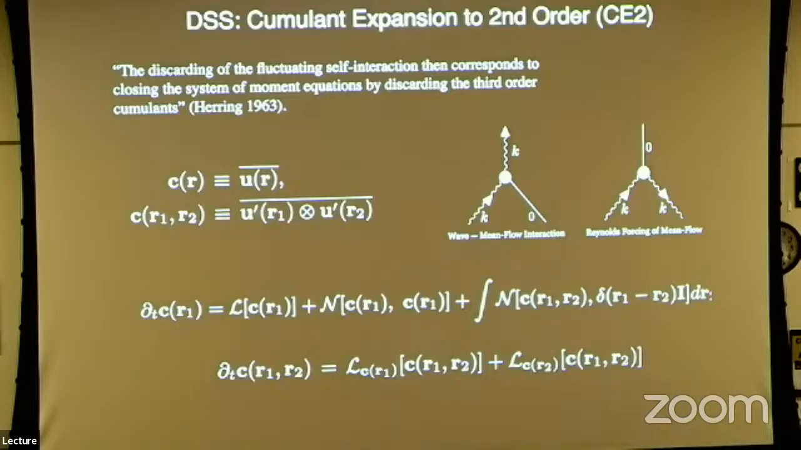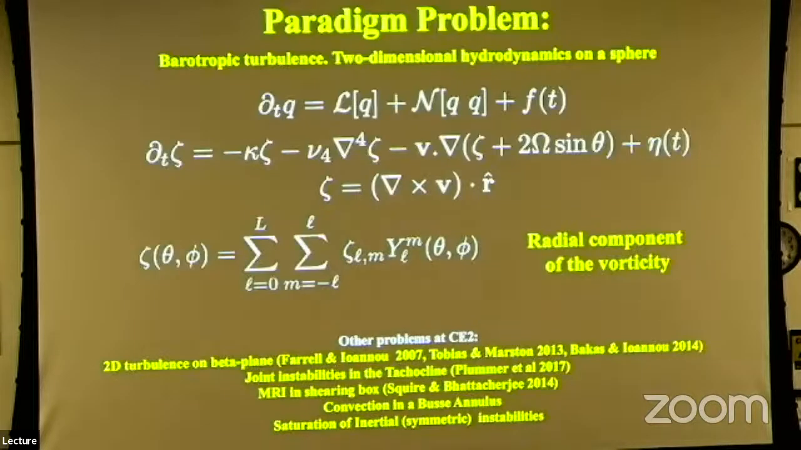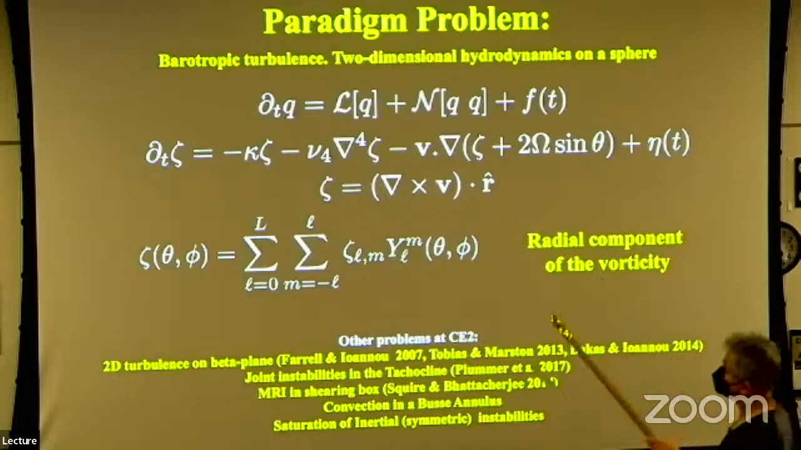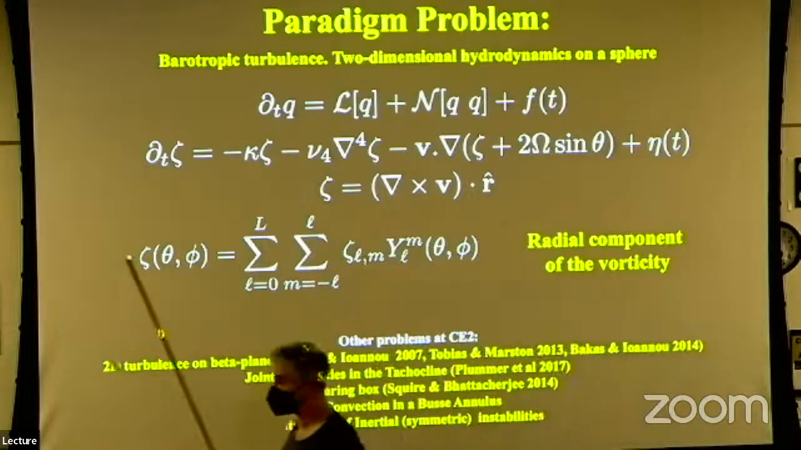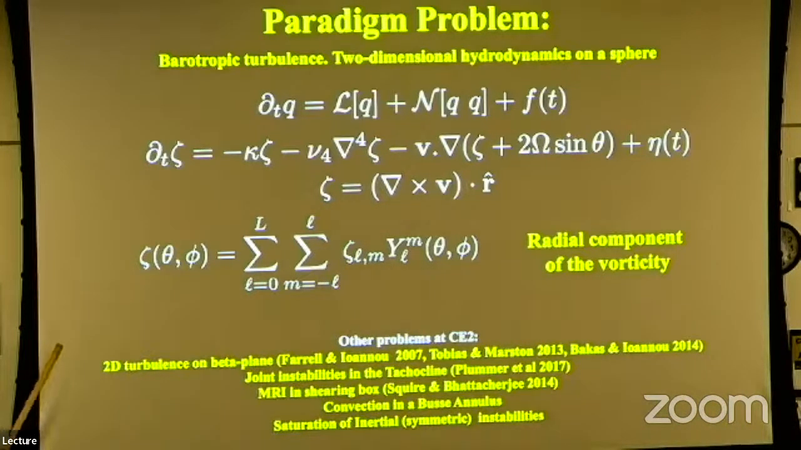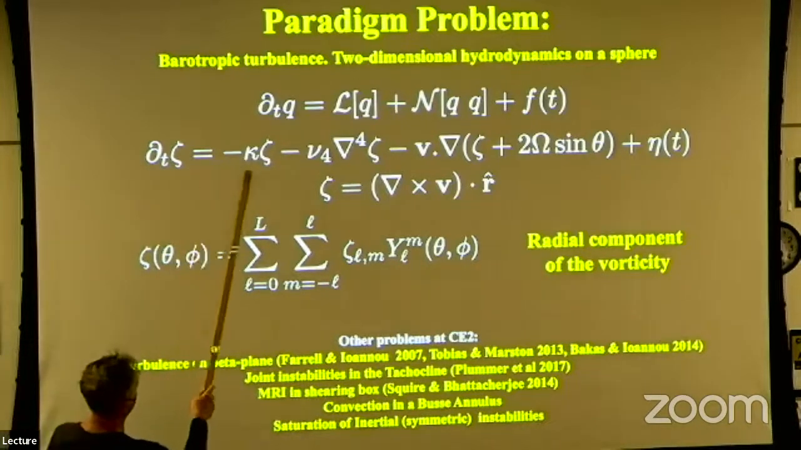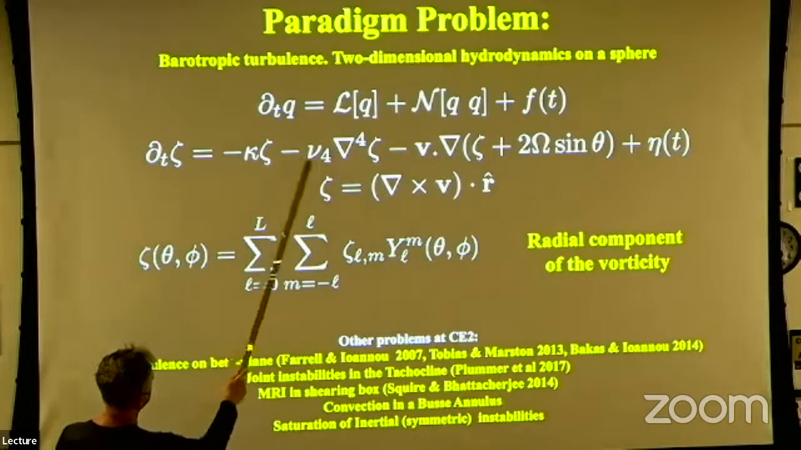So I'm going to show you how well that works for a problem. And the paradigm problem I'm going to look at is this so-called barotropic turbulence on a sphere. It's 2-dimensional hydrodynamics on a sphere. And this is one of the ones I wrote down earlier in the first lecture. It's an evolution equation for the radial component of the vorticity. There were various linear frictional terms that I put down here.